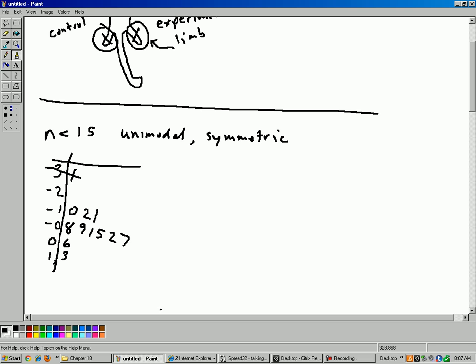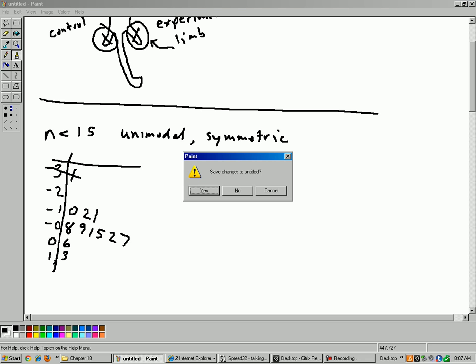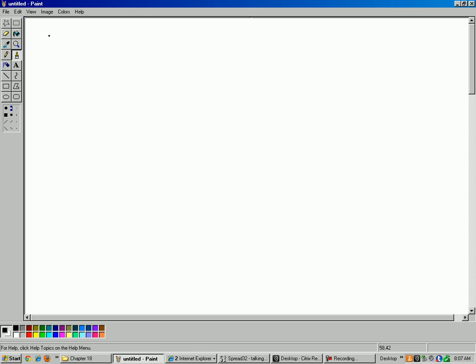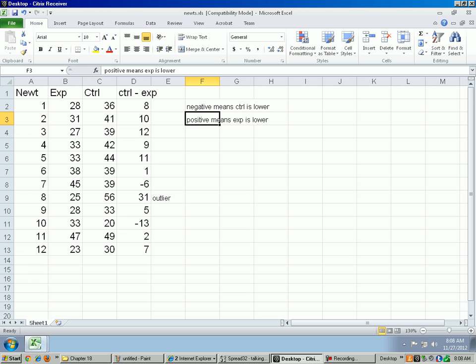So for my null and alternate, let's get a new sheet here. We're done with this stuff. All right, so this is 18.33 part B. The null hypothesis is mu equals 0. That's always the case with matched pairs, meaning there's no difference between the experimental limb and the control limb. The alternate is mu is greater than 0 because the question asks, is the experimental limb lower? Since I'm subtracting the experimental limb from the control, if the experimental limb is lower, then I'm getting positive numbers, which is the case.